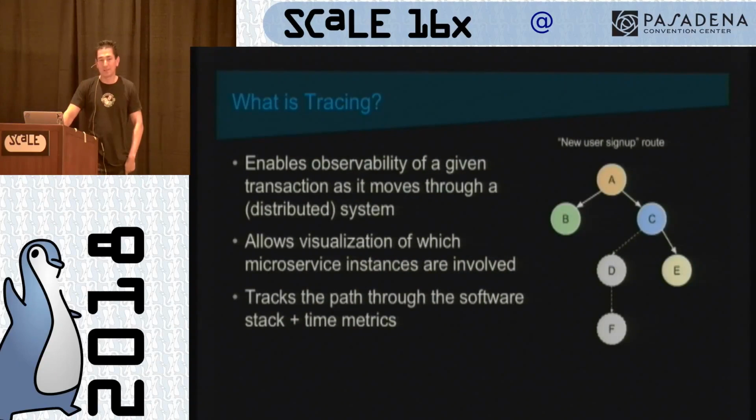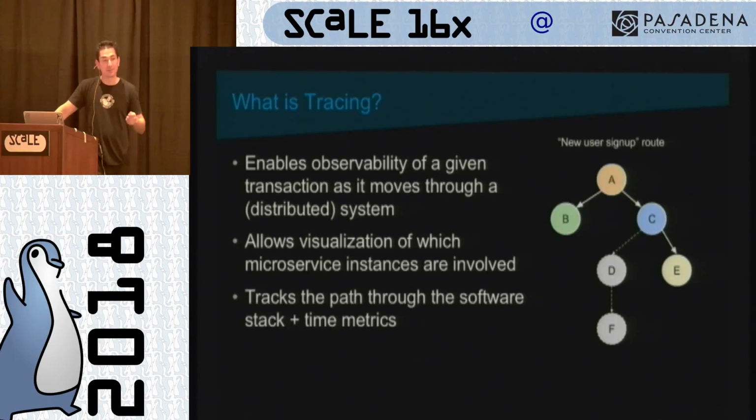So what is tracing? Tracing enables observability of a given transaction as it moves through a system. And because we're talking about Kubernetes right now, tracing and metrics in Kubernetes, it basically allows you to follow a transaction in a distributed system, right? Because Kubernetes is multi-node, has compute nodes everywhere. How do I find out what instances of a particular service are participating in a given transaction?